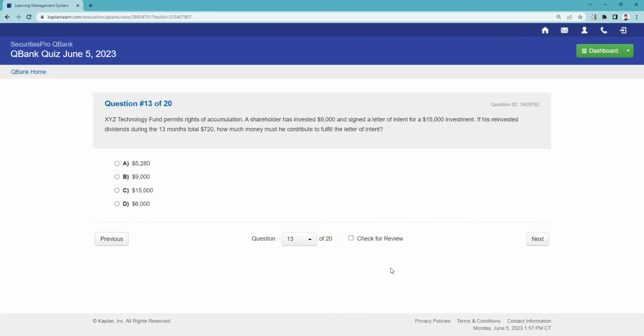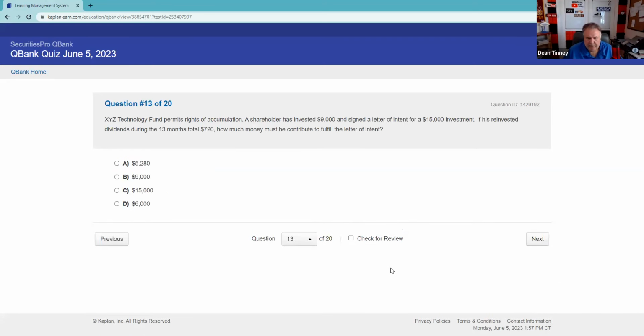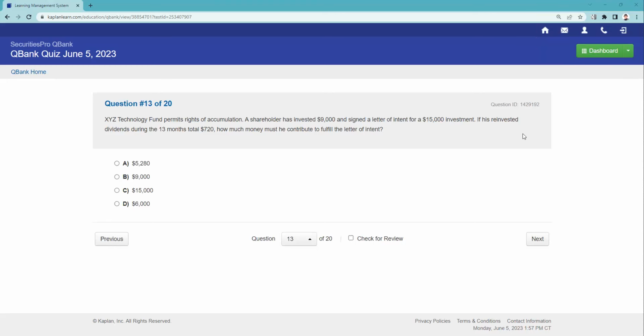XYZ Technology Fund permits rights of accumulation. A shareholder's invested $9,000, signed a letter of intent for $15,000. If his reinvested dividends during the 13 months total $720, how much must he contribute to fulfill the letter of intent? Okay, this is gonna be tough.